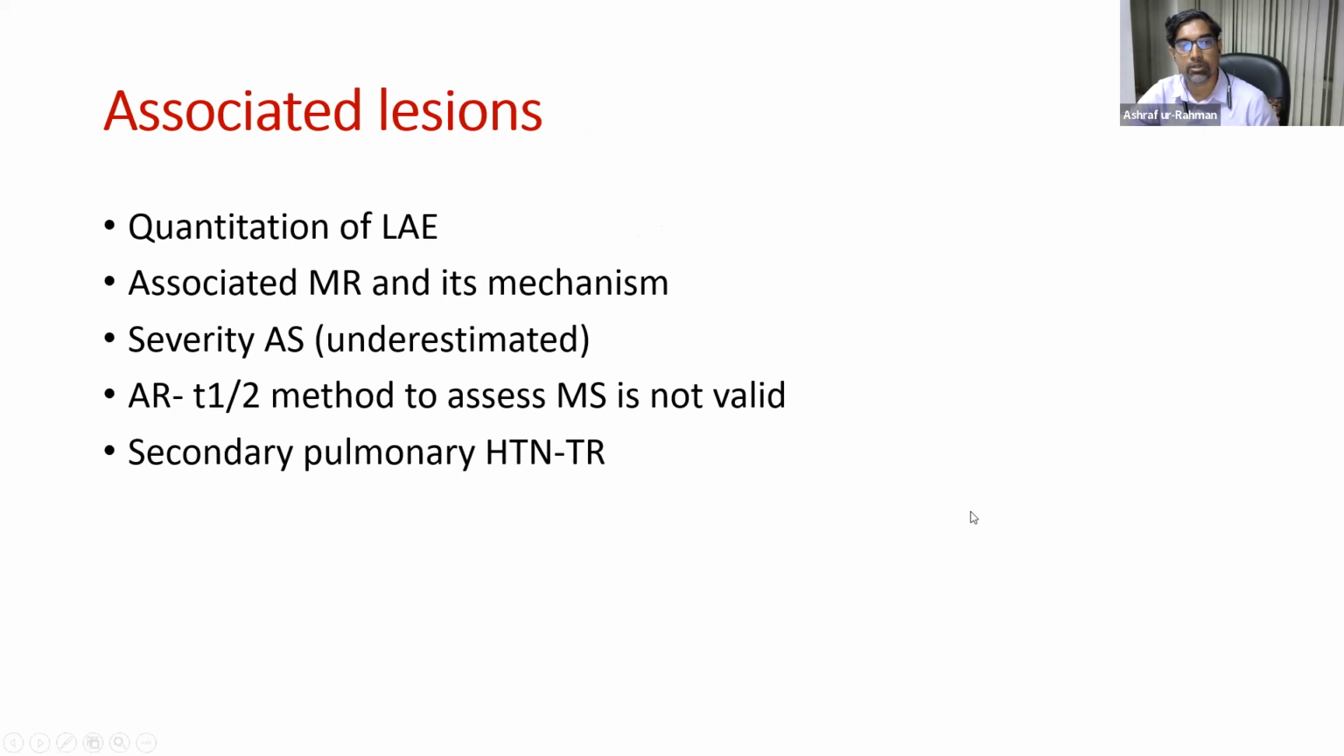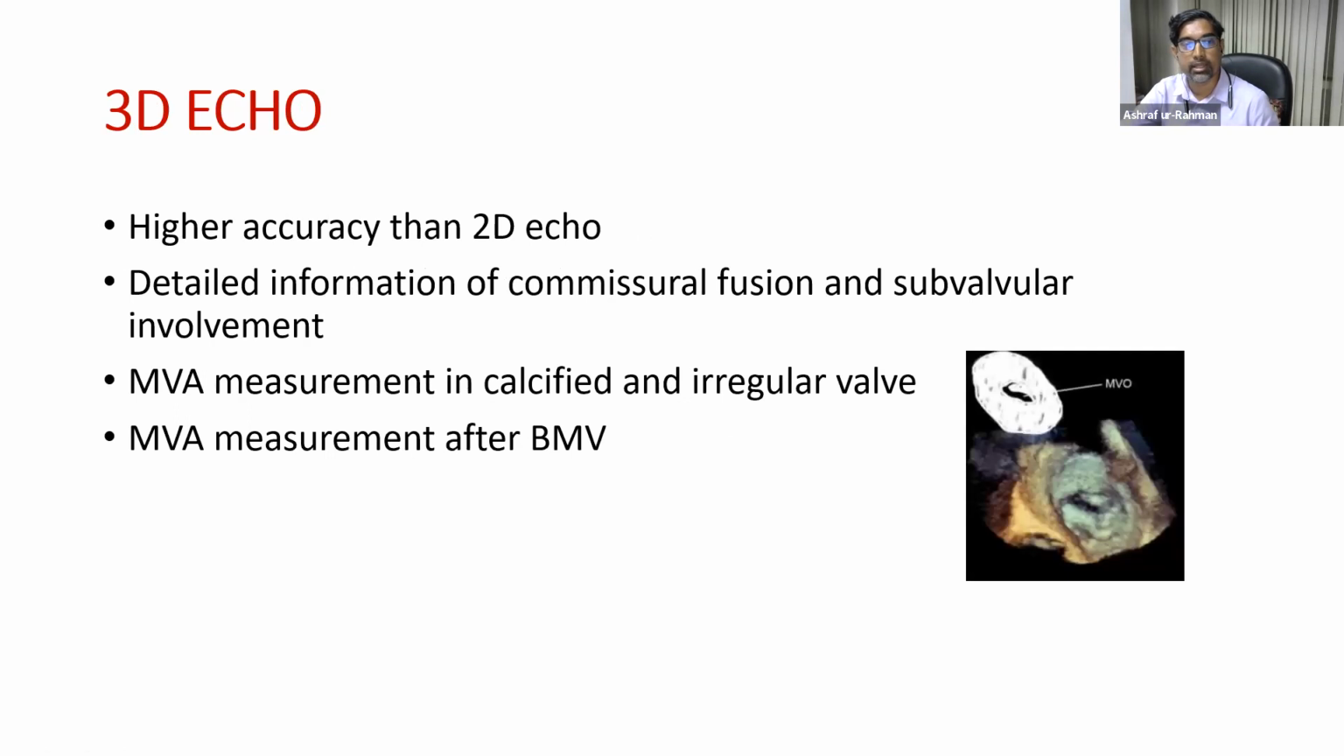We also have to look for the configuration of the left atrial enlargement, associated MR, severity of AS. Severity of AS may be underestimated in case of MS. And if there is presence of AR, the pressure half time method is not a valid method to assess MS. We have to keep in mind, and we have to assess the secondary pulmonary hypertension by the TR jet in patients with MS. And 3D echo has higher accuracy than 2D echo. We can get detailed information about commissural fusion and subvalvular involvement. And mitral valve area measurement in a calcified and irregular valve is possible with 3D.